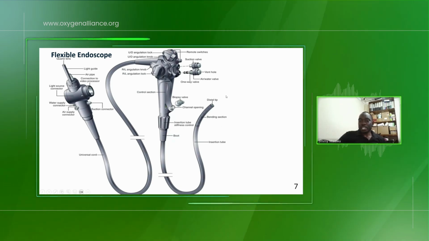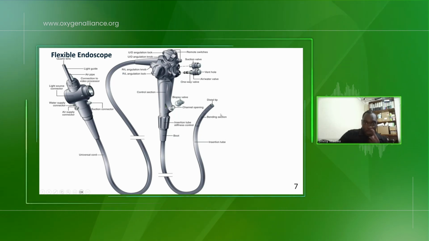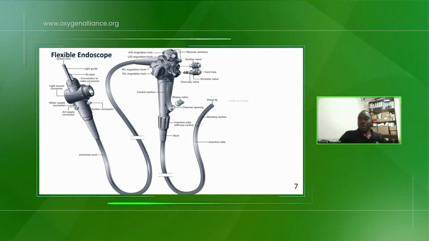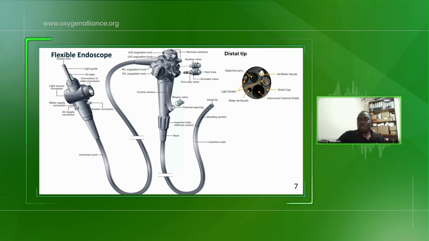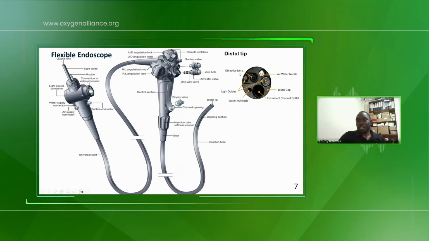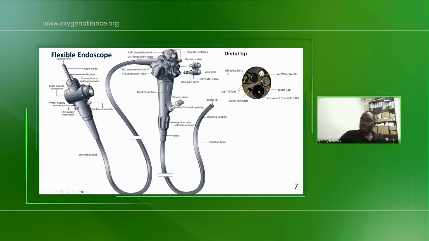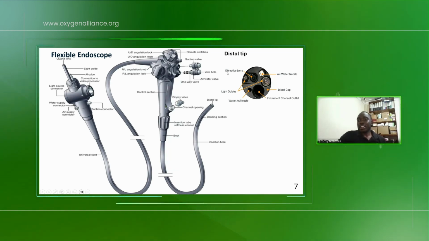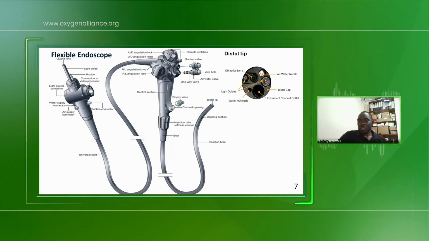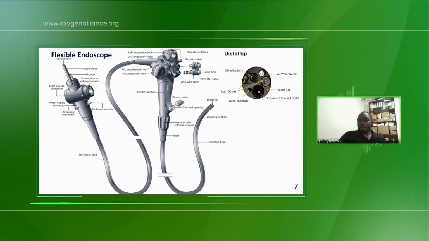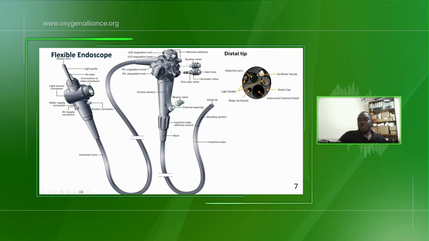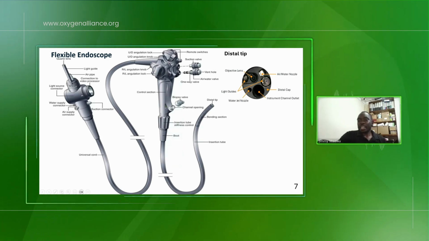Then we have what we call the distal tip. The distal tip, I consider it the most delicate part of the scope. Why? Because it has what we call a camera. Some people call it the objective lens. This is very delicate, and if not handled very well, the repair of the camera is close to buying a new scope. So on the distal tip, you'll find that we have the camera and the two light guides.